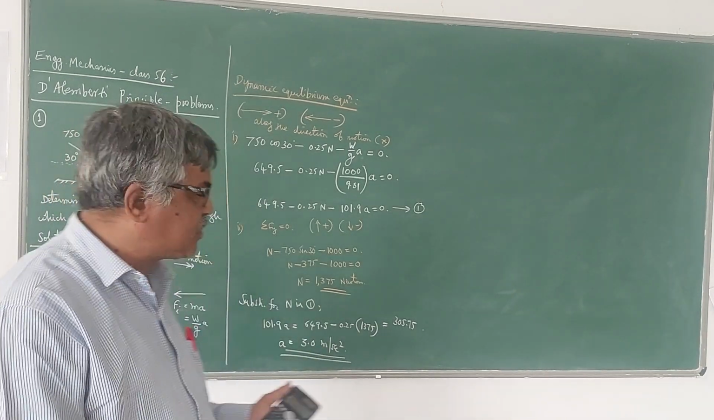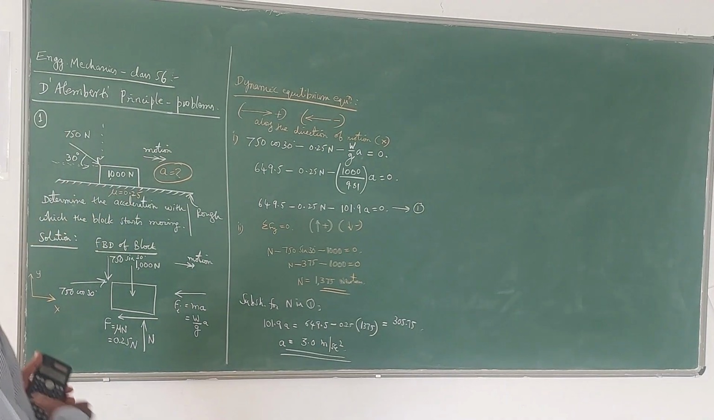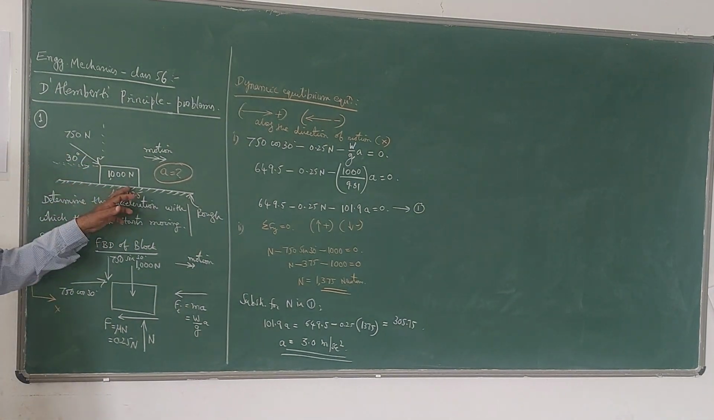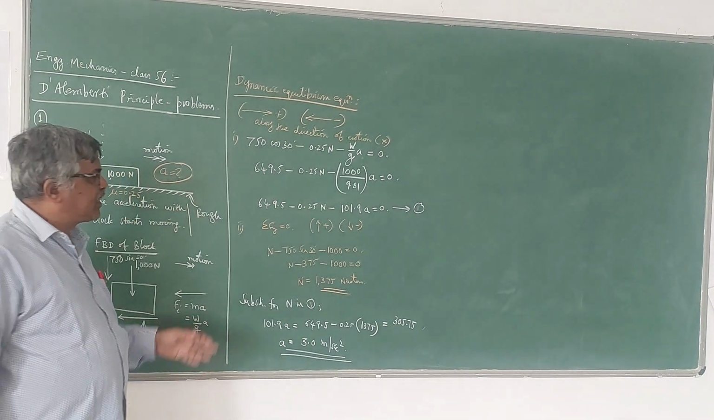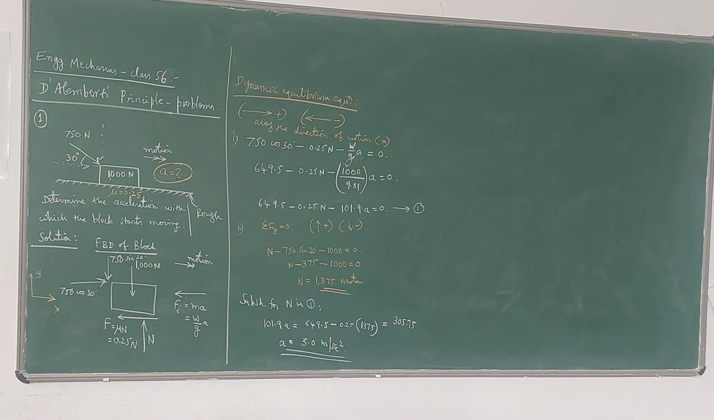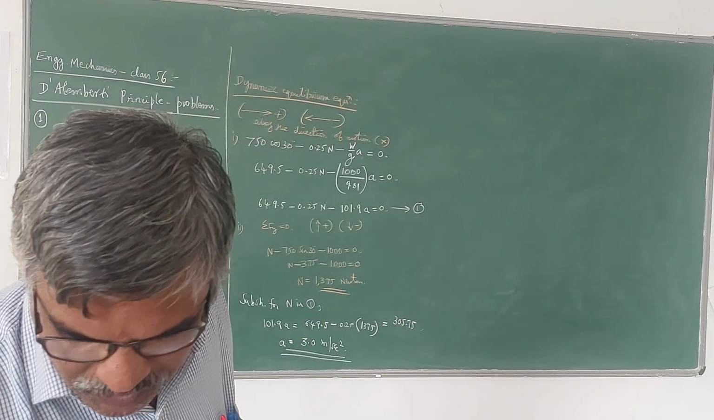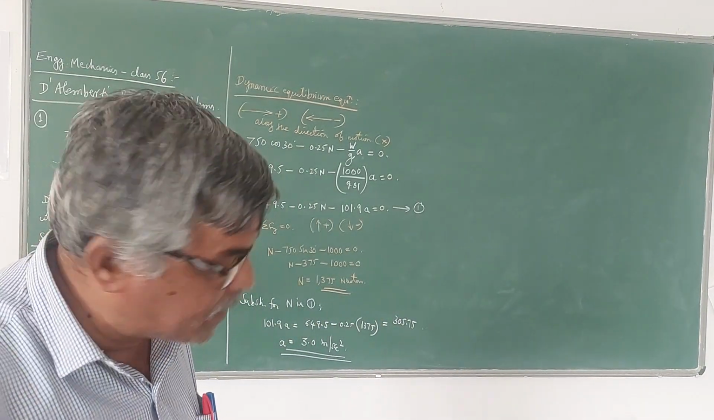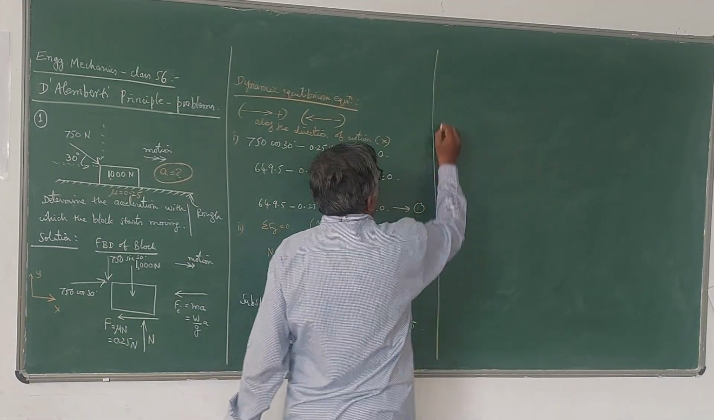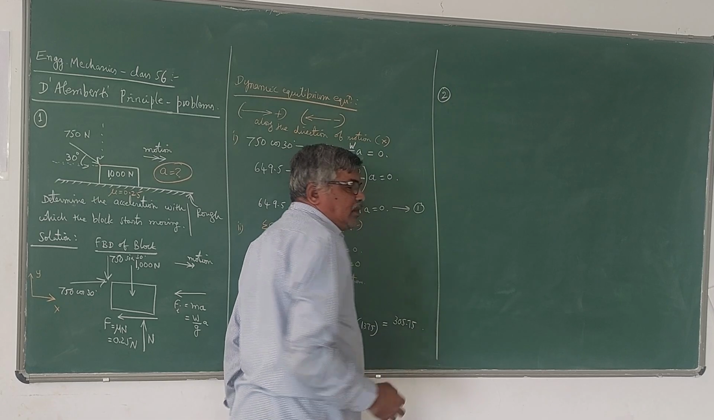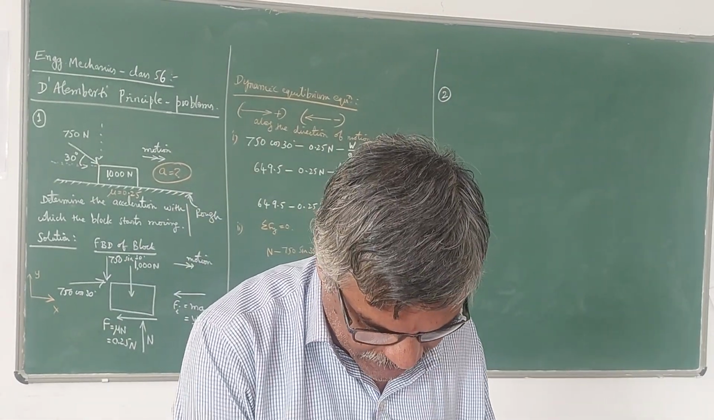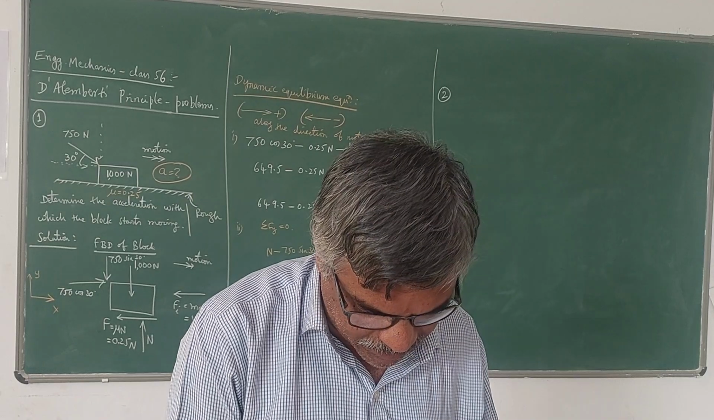So for this system, when a force of 750 Newton is applied at an angle of 30 degrees on the block, this block starts moving with an acceleration of 3 meters per second square. So this is how we can solve the problem using D'Alembert's principle. Now we will take one more problem, the second problem.